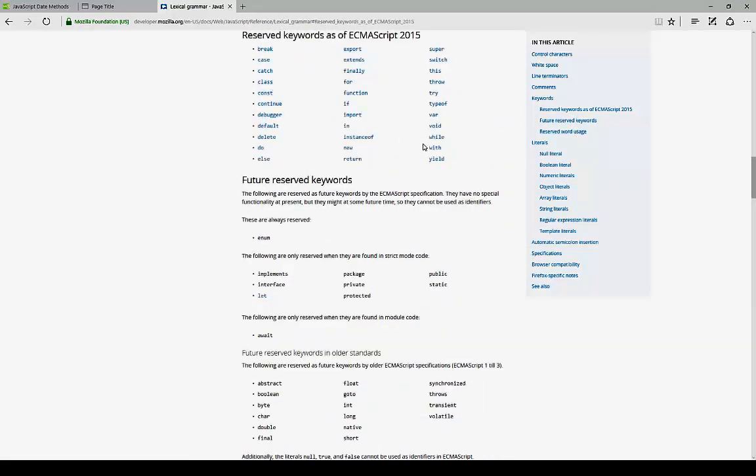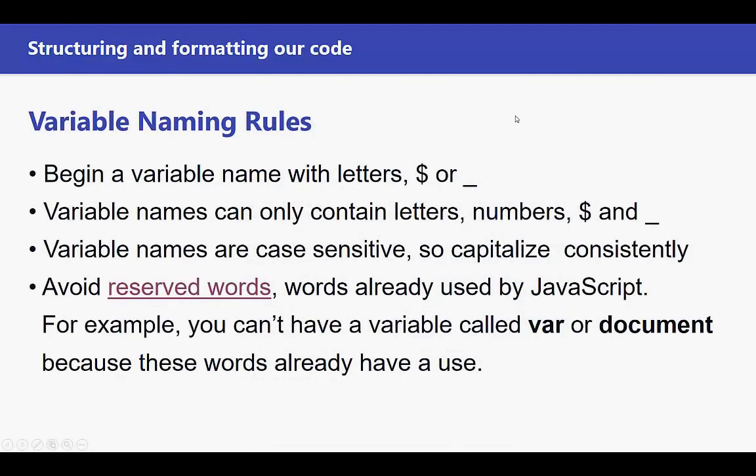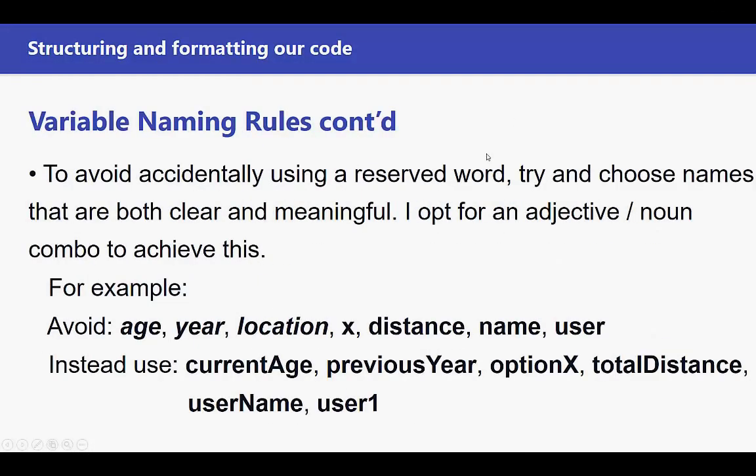And some of them you're going to run into. You might accidentally use them. Try to avoid them if you can. Now, the best way to avoid them, in my opinion, is to use two names for something. So instead of just writing age, year, location, distance, try and write current age, previous year, option X, total distance, username. If you have an adjective and a noun together, you're not going to run into hitting a reserved word. It will just keep it safe, with less chance of your code breaking or JavaScript just not understanding. That's what happens when it breaks.